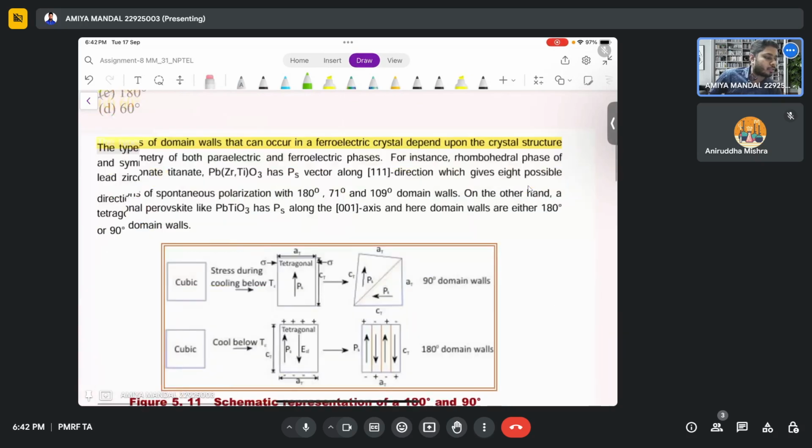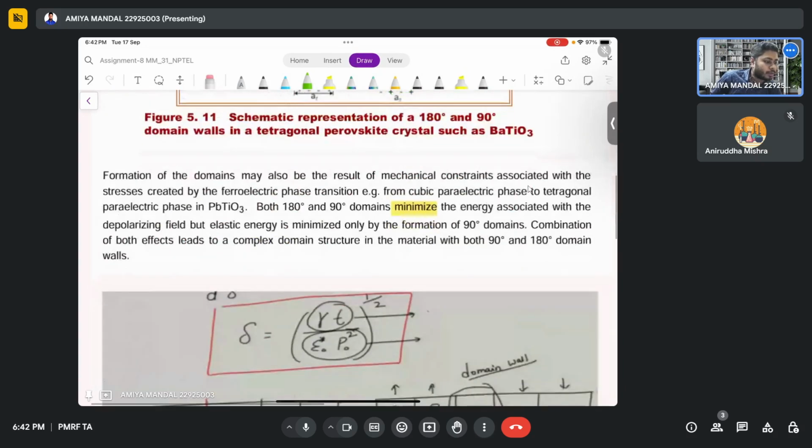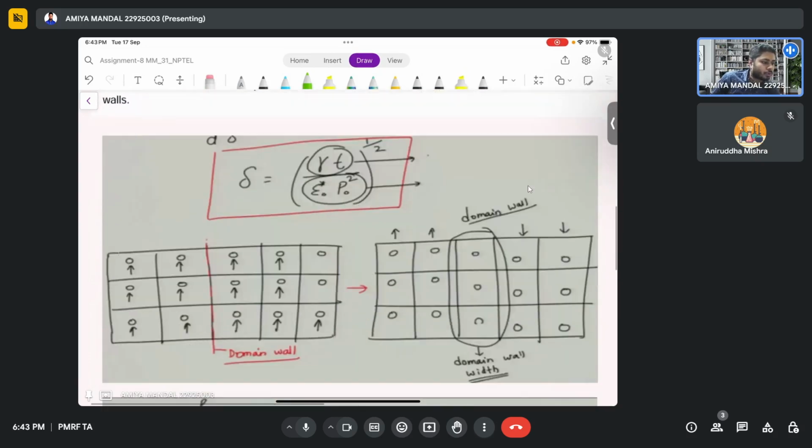Okay. So we have a cubic to tetragonal phase transition. Here 90-degree phase transitions have occurred due to the domain, and here 180-degree polarizations are occurring. 180-degree domain walls are occurring. So how are domain walls formed?